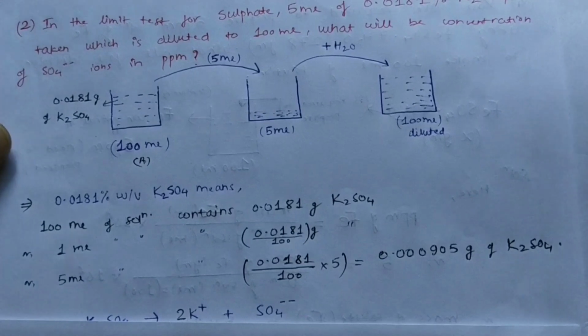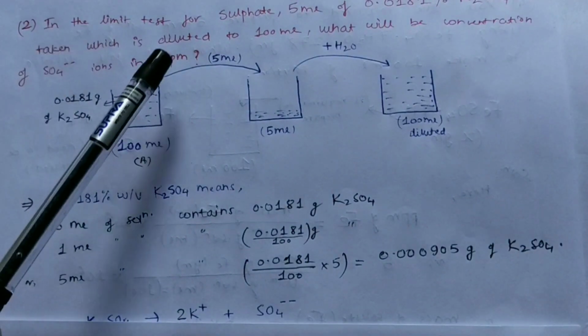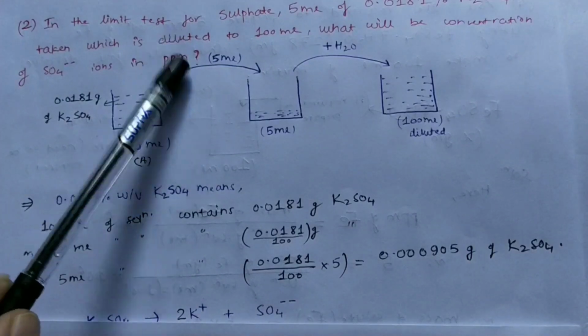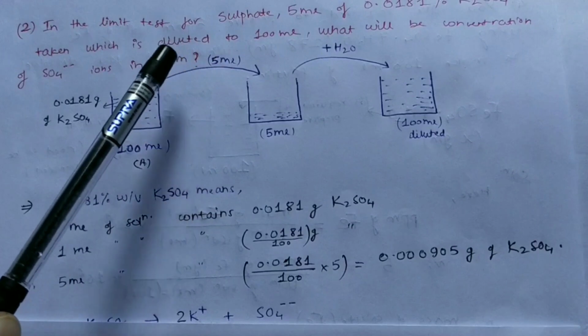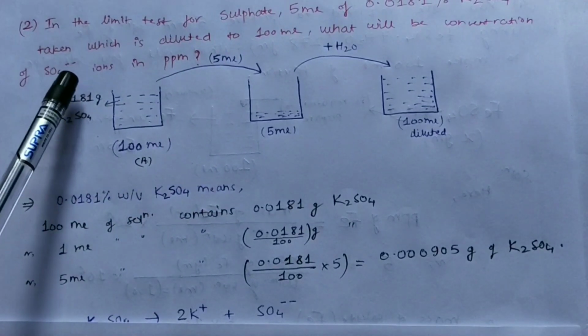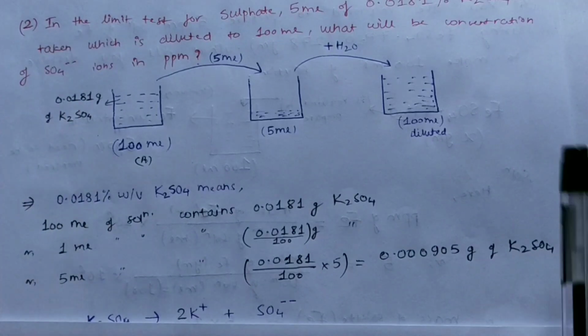Okay, but here the question is you have to find out the sulfate ion ppm, and we know the formula of ppm is mass of solute in gram. So if you want to find out the ppm of sulfate ion, you should know the mass of sulfate ion in this solution.